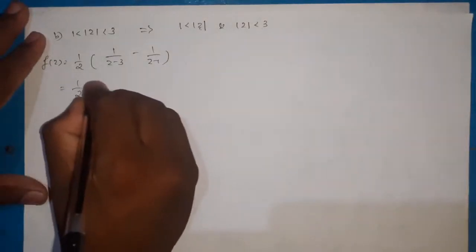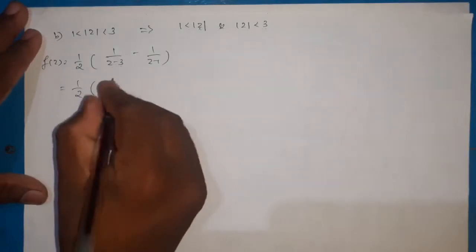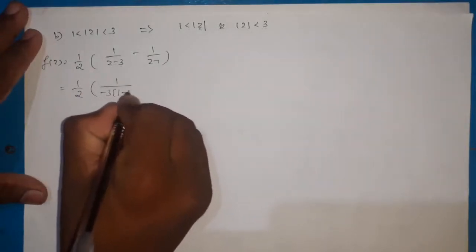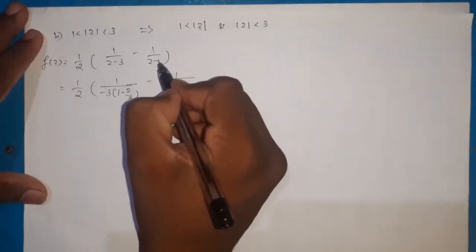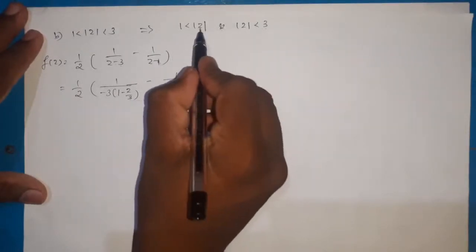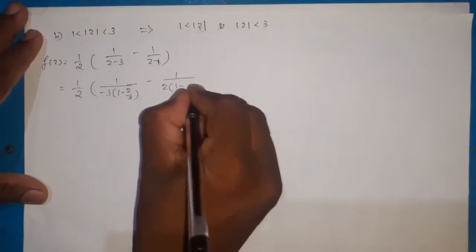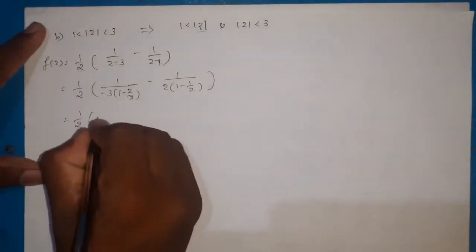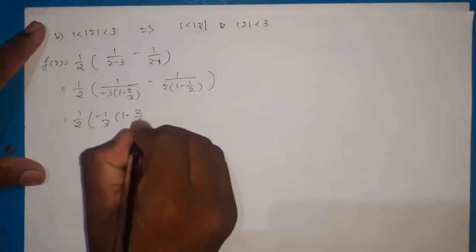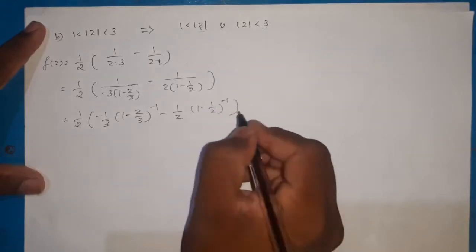So 1 by 2, here 3 is greater, so therefore here we have 3 and with negative sign, so therefore it is minus 3, 1 minus z by 3 minus 1 divided by, here z minus 1, so 1 is present and z is greater in this inequality, so therefore z into 1 minus 1 by z. This is the way to take the common term from the factor. Then 1 by 2, here 1 by 3 as it is, 1 minus z by 3 whole power minus 1 minus 1 by z into 1 minus 1 by z whole power minus 1.